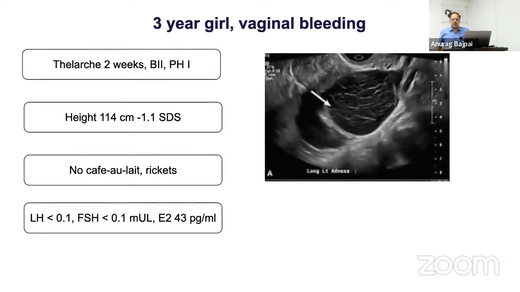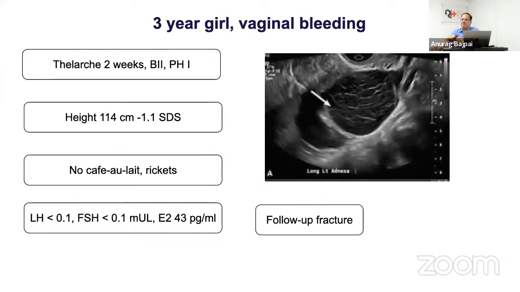Now, the big question here is what to do from here. So most of us thought that, okay, there are no other clinical features of hypothyroidism, no features of McCune-Albright syndrome. So let's reassure this girl and just follow up. But what happened is that she presented a couple of years later with a trivial fall resulting in a fracture, which was attributed to fibrous dysplasia, which had developed.